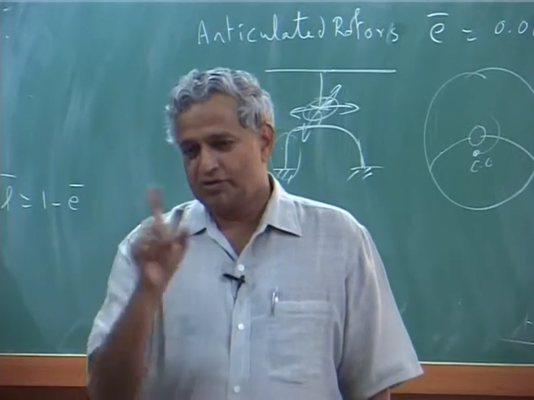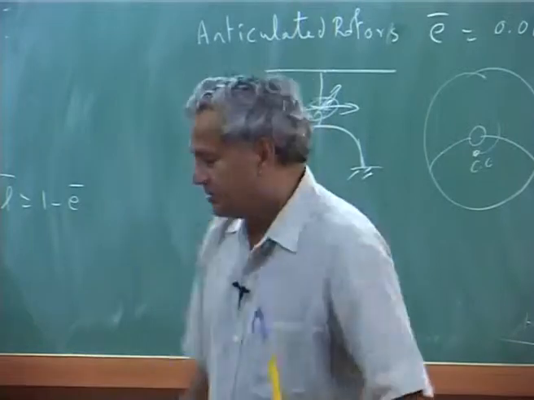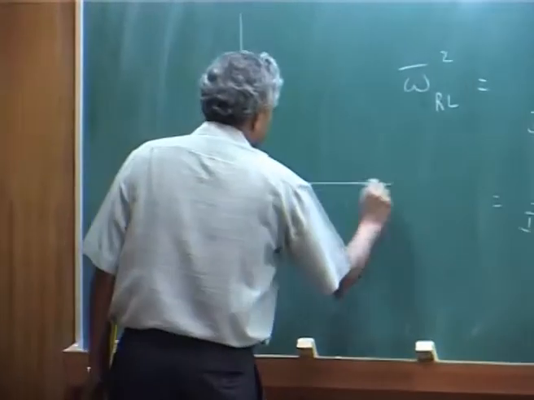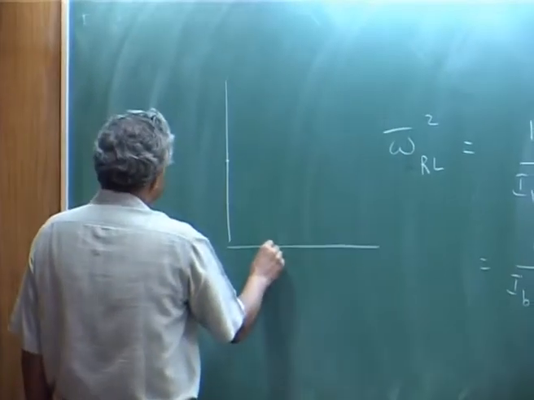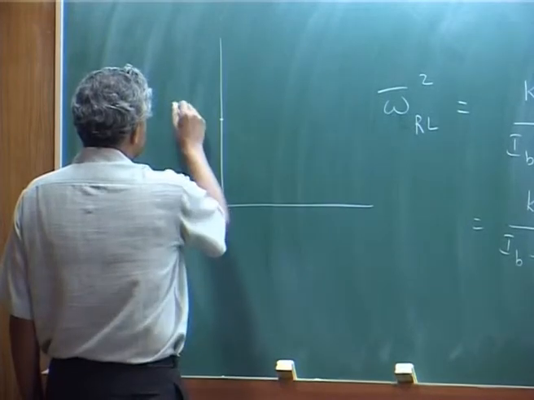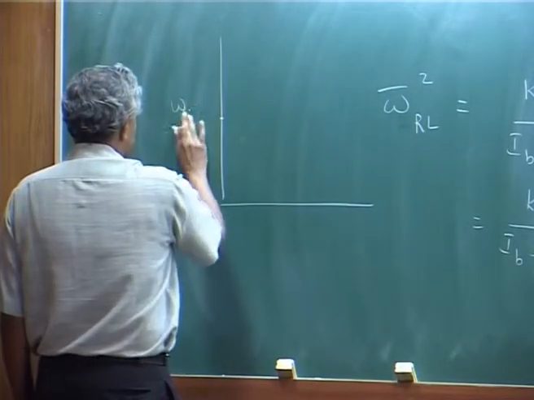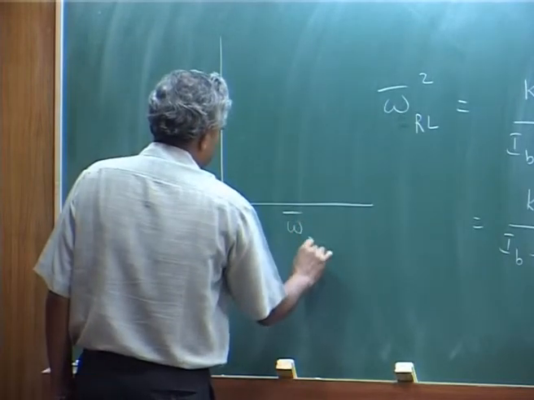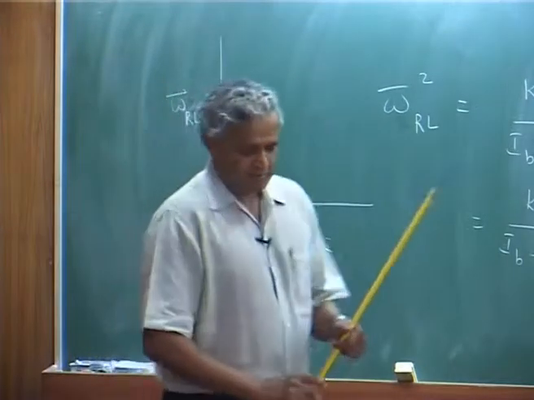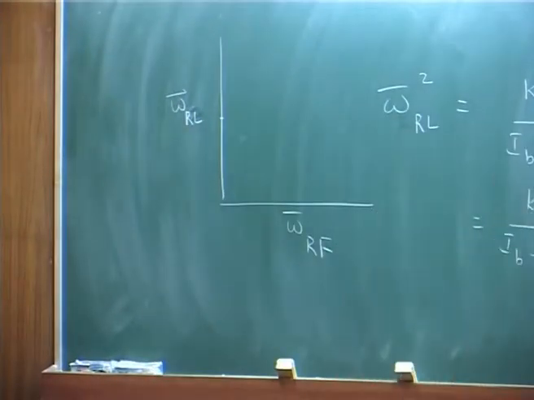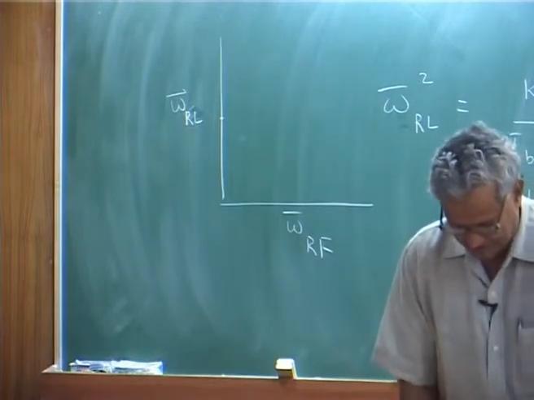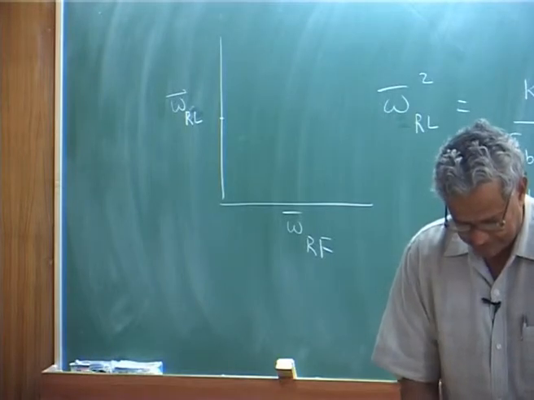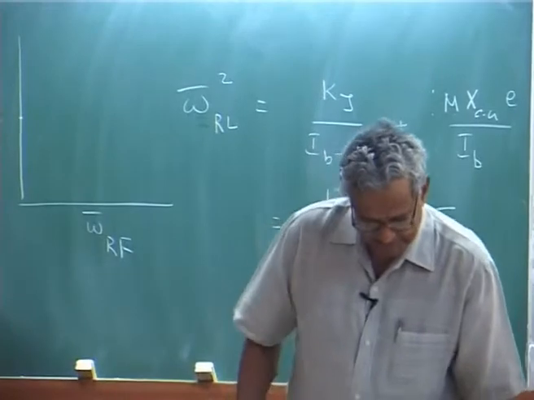Okay. So usually for flap lag instability, I will just show a diagram. I think this is flap, which is lag, I think this is omega lag. Just one minute, I will check that, because I don't want to make a wrong diagram.